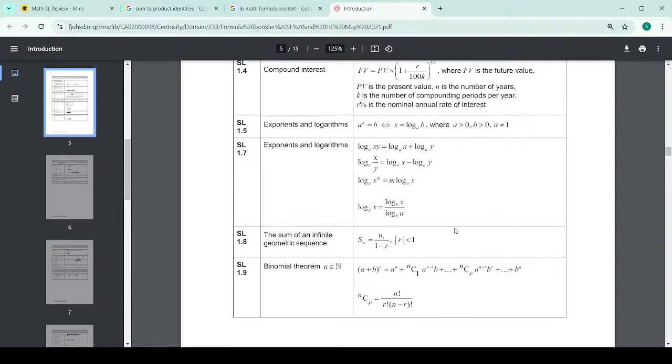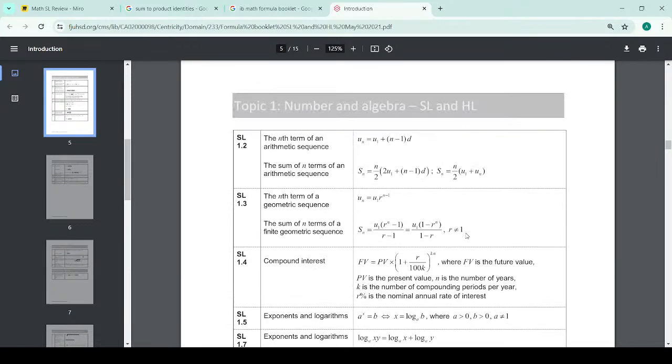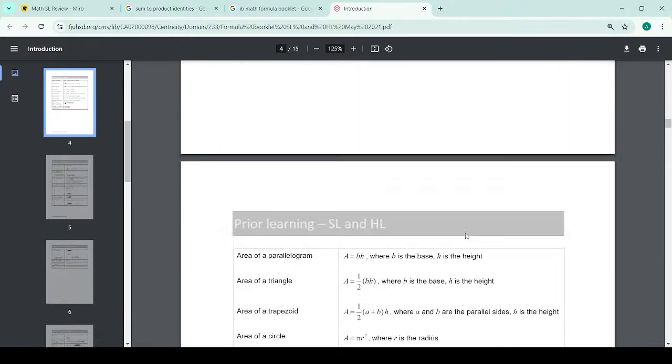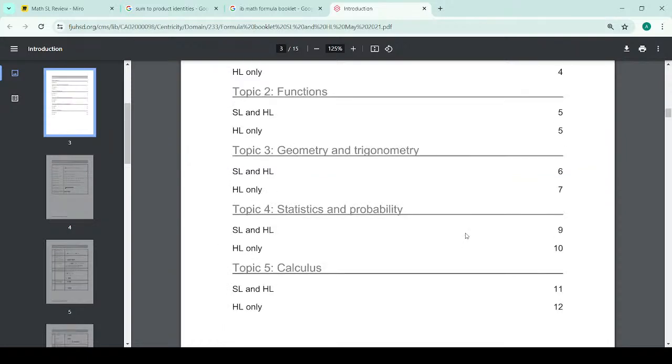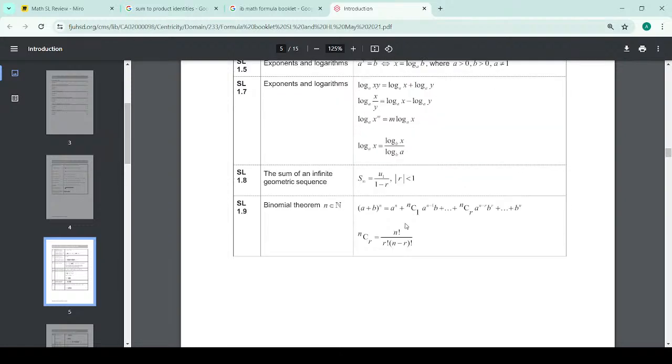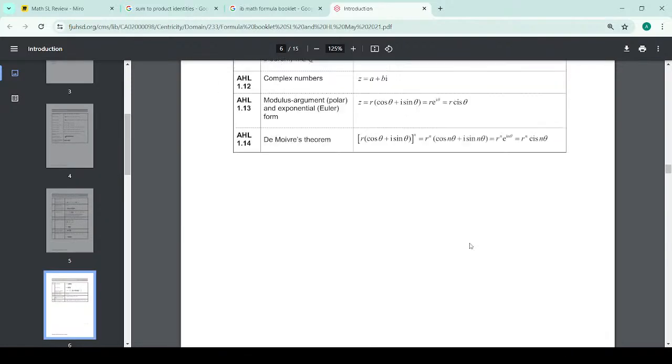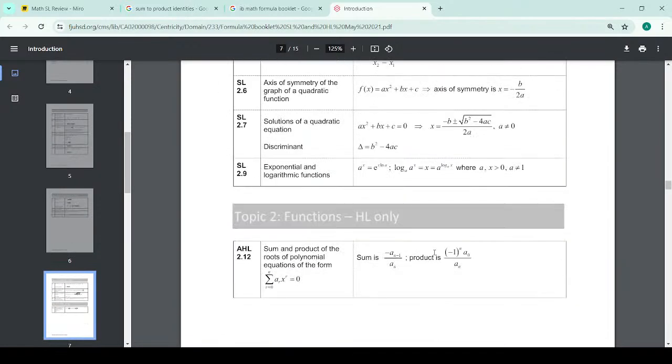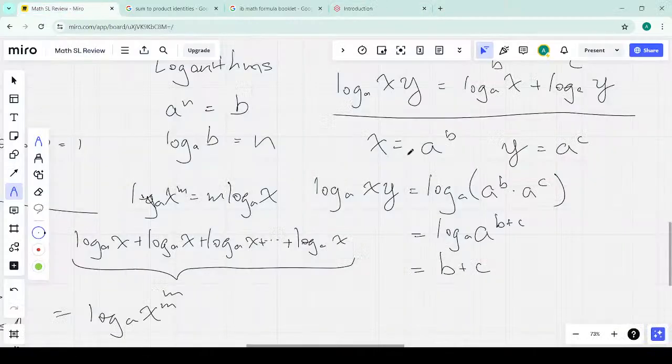The formula booklet does not go over change of base. That's pretty weird. So it doesn't go over base change formulas. Okay. Well, okay, I'll just write them down.